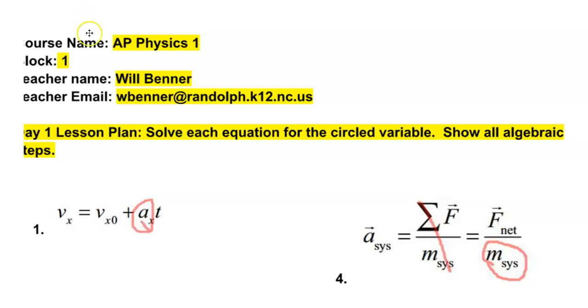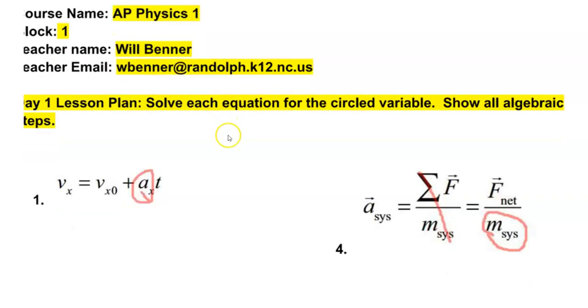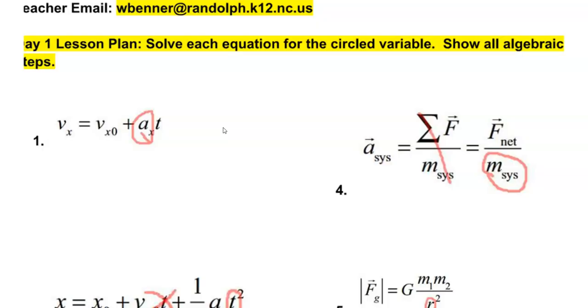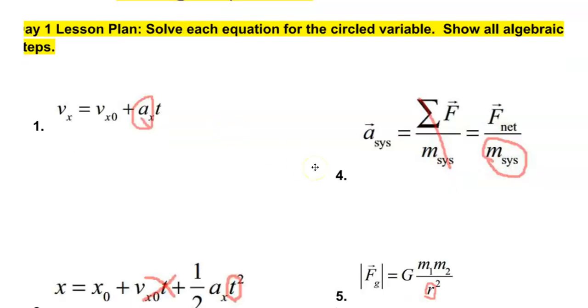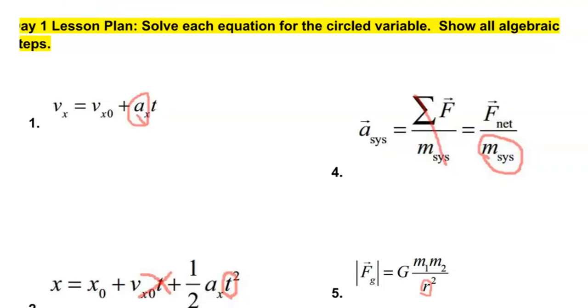Alright, in this video I'm going to do the remote lesson plan for day 1 for AP Physics 1. So here we go. We're solving for the circled variable on each one of these things. Alright, here we go. So the very first one here, we're solving for A.